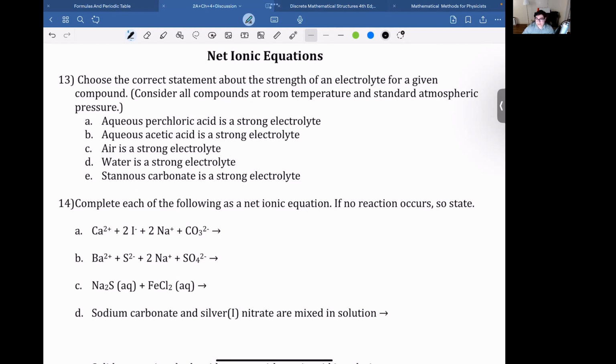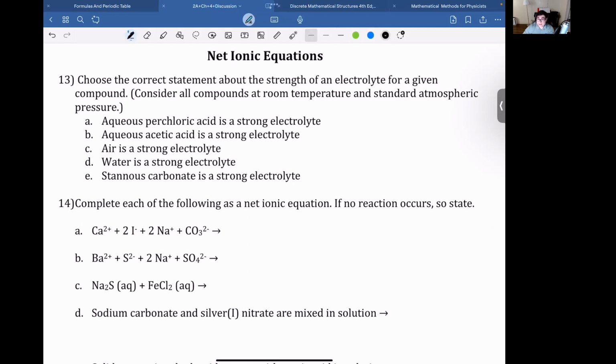So the question is, is it soluble? We're looking for the most soluble thing here, is really what it comes down to. Acetic acid's a weak acid, so it's not a super strong electrolyte. So the question is: aqueous perchloric acid or stannous carbonate, which is stronger or dissolves more?